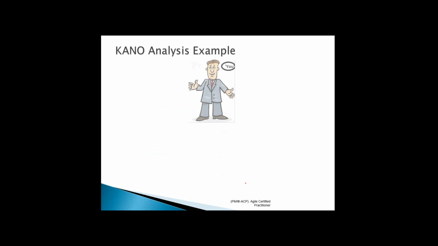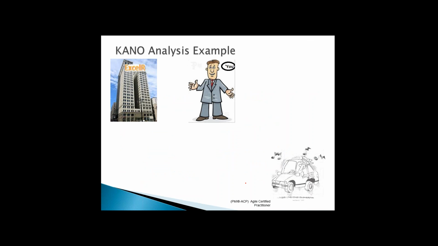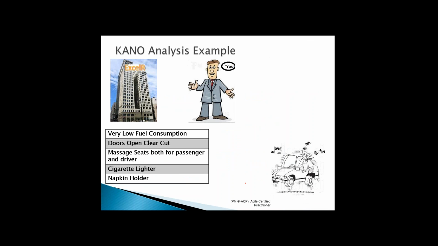There's an example of the Kano model here. This XLR wants to come up and prepare this small music car. Say this is your boss. Let me show your boss there. He's your boss. Your boss wants you to find out what the customer thinks about these core features of this music car.